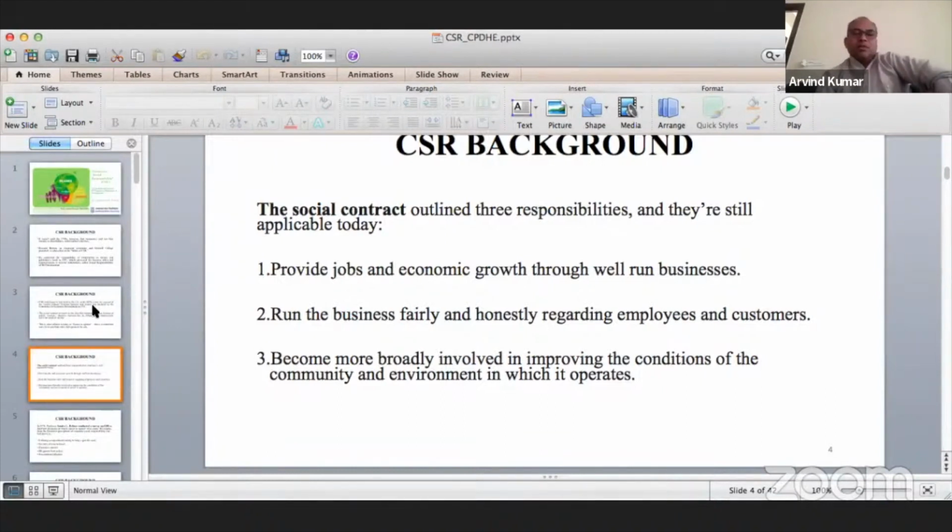Then the third important responsibility is to become more broadly involved in improving the condition of the community and environment in which it operates. Again, that is a very important area where the focus lies. You can contribute to enhancing the living standard of the people where you operate. So how can business help the people where they are operating? They can create job avenues, they can also contribute to living standards, and they can also contribute to the environment.